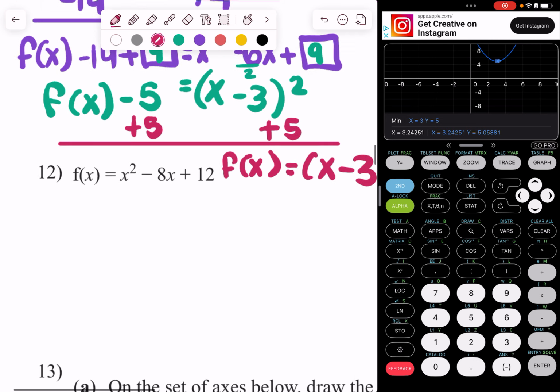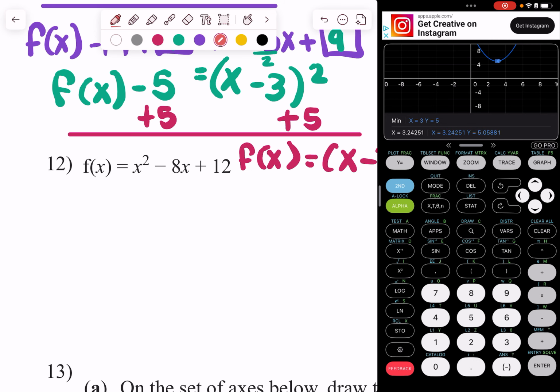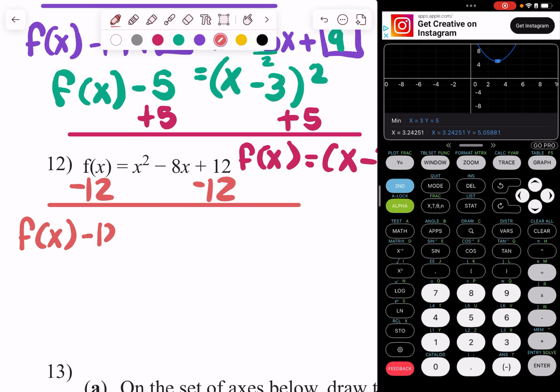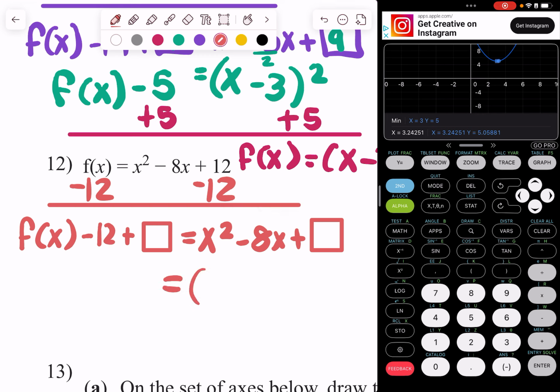All right, let's try that again for number 12. I'm going to leave my f of x and I'm going to subtract 12 from both sides. And I'll put a square on both sides. So that would give me f of x minus 12 plus a box equals x squared minus 8x plus a square. All right, now I'm going to start the factoring part. That is when I'm going to put parentheses x squared. All right, negative 8 divided by 2 gives me negative 4. And negative 4 squared in parentheses is positive 16.